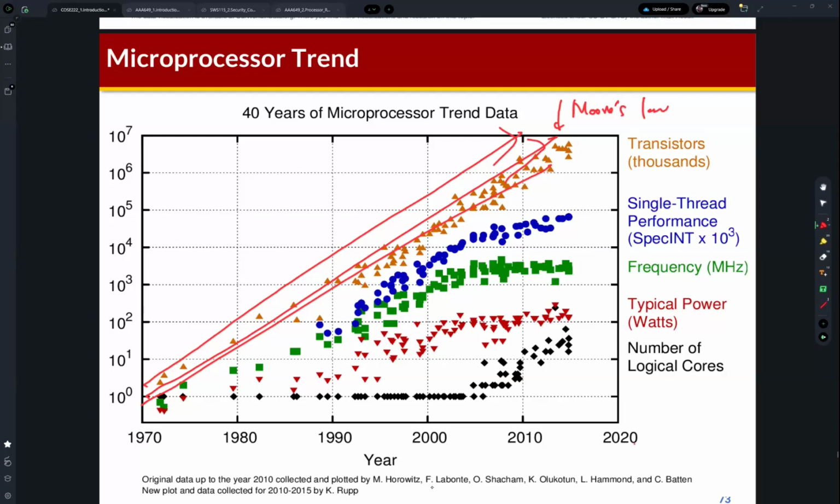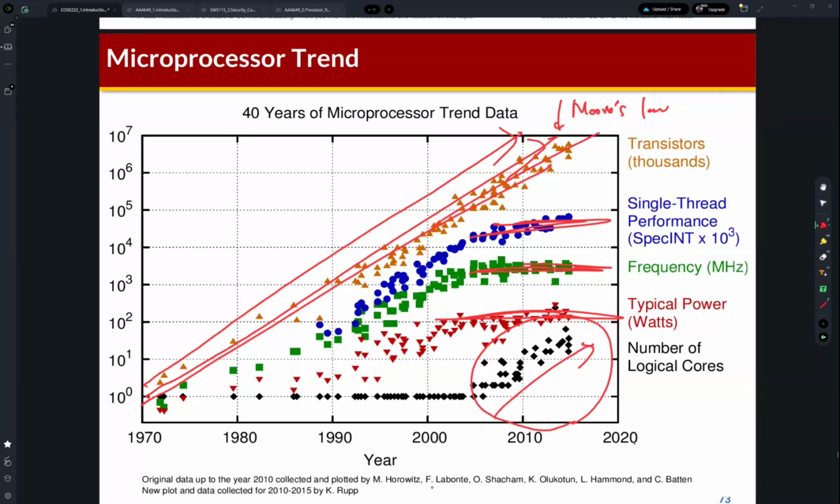2020. But we can find that the single thread performance is saturating. Then frequency is also saturating. And then typical power is saturating, but the number of cores is increasing. Okay, so this is the trend.